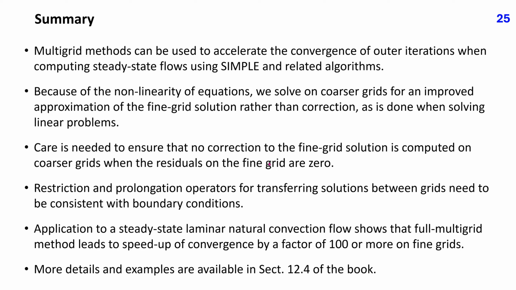Restriction and prolongation operators for transferring solutions between grids need to be consistent with boundary conditions. Application to a steady-state laminar natural convection flow shows that full multigrid method leads to speed up of convergence by a factor of 100 or more on fine grids. More details and examples are available in section 12.4 of the book.